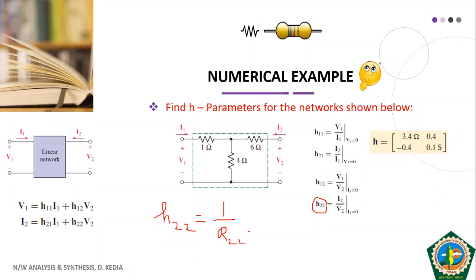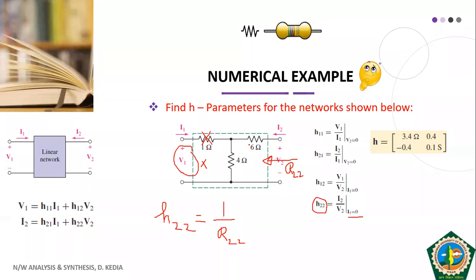So let us now find out R22, which is nothing but the equivalent resistance which you look from the output side. For this we have to make I1 0. If you make I1 0, it means this will be open circuit. Open circuit means this resistance will no longer be present in the circuit.